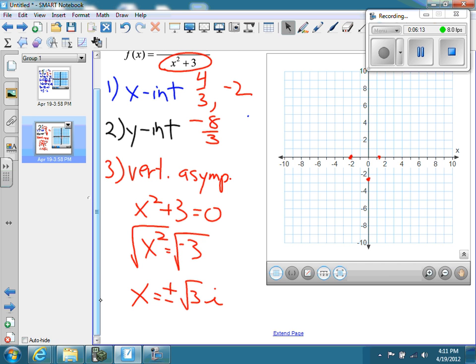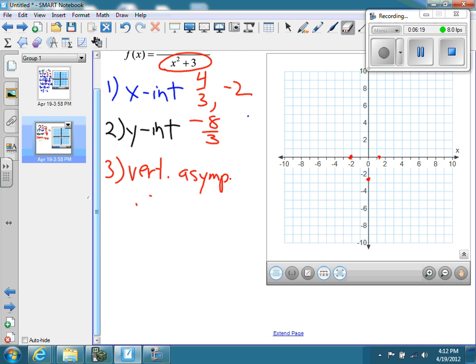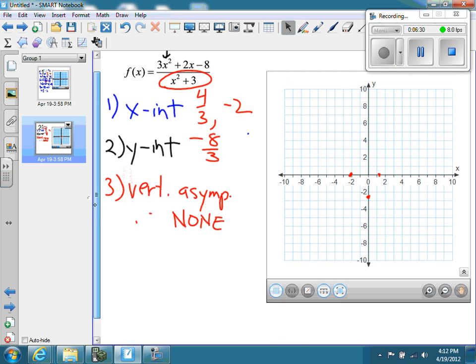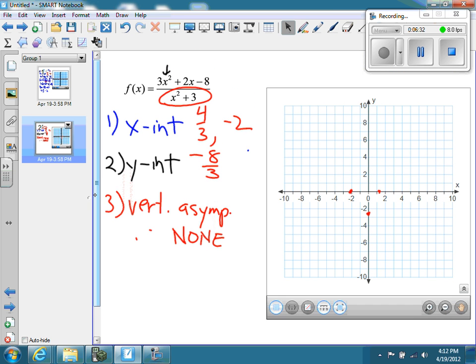So our vertical asymptote is none. Vertical asymptote? None. That's nice to know. Well, how about a horizontal asymptote? Here's my function. So let's erase that there.